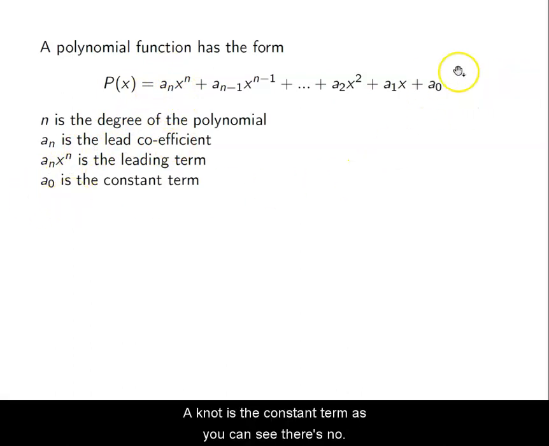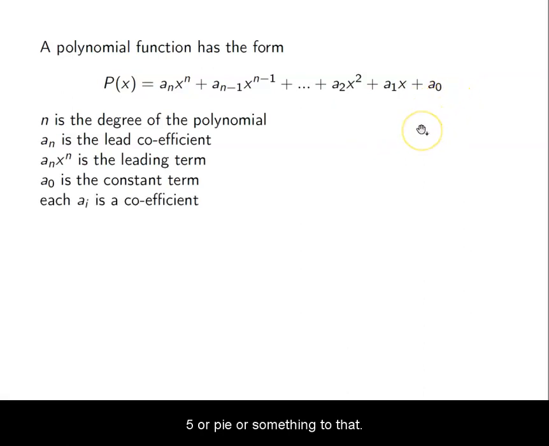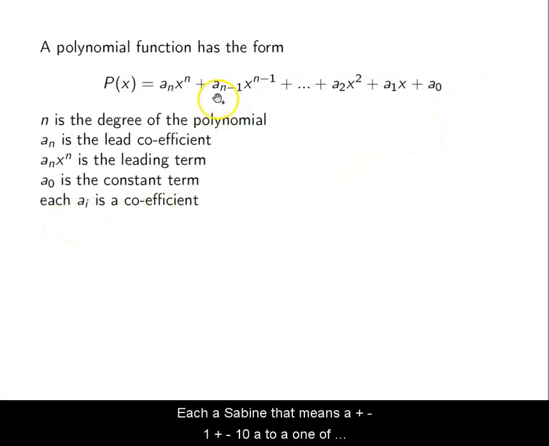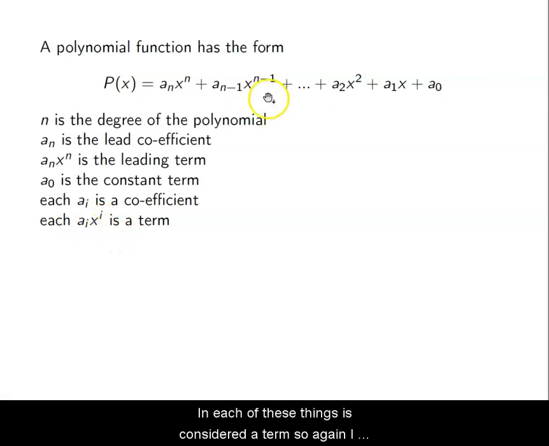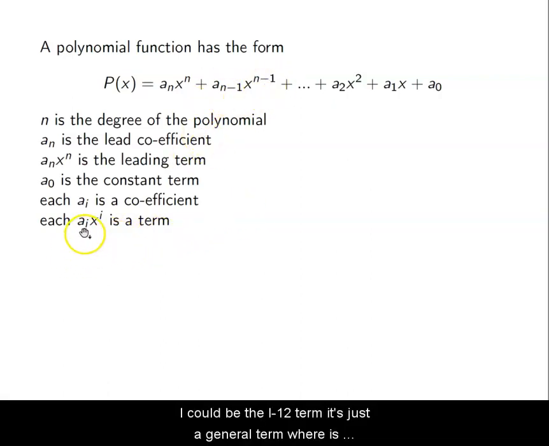a naught is the constant term. As you can see, there's no variable part associated with it, so this would just be like 3 or 5 or pi or something to that effect. Each a sub i, that means a_(n-1), a_2, a_1, each of these are just coefficients. Sub i is just a general index for any one i that I decide to choose. And each of these things is considered a term. So i is just a general term. It could be the n minus 1 term, it could be the 12th term. It's just a general term where i is the index.